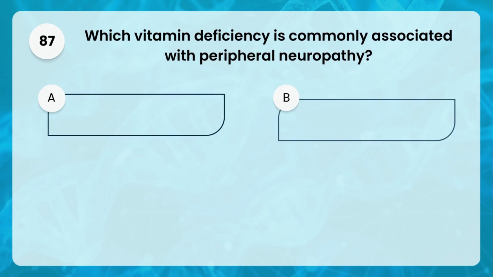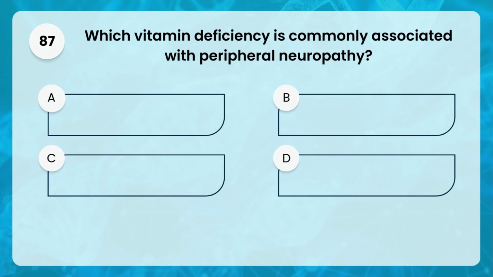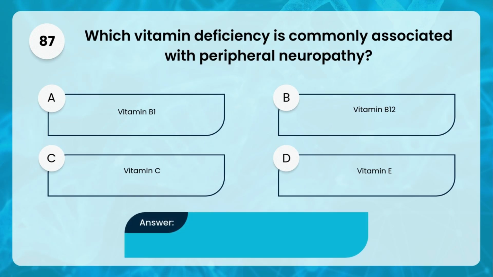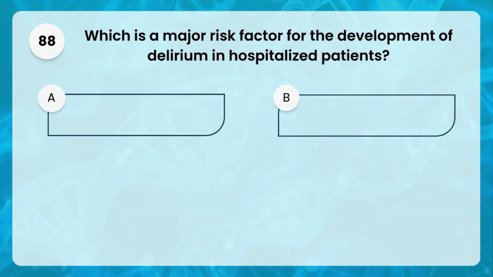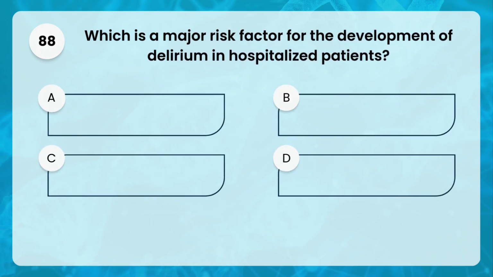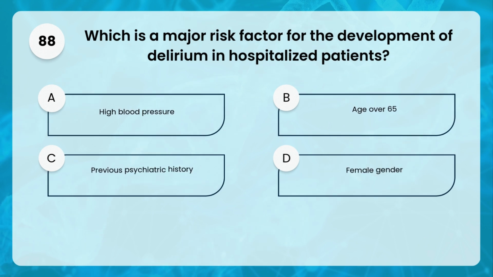Number 87. Which vitamin deficiency is commonly associated with peripheral neuropathy? A. Vitamin B1. B. Vitamin B12. C. Vitamin C. Or D. Vitamin E. The answer is B. Vitamin B12.